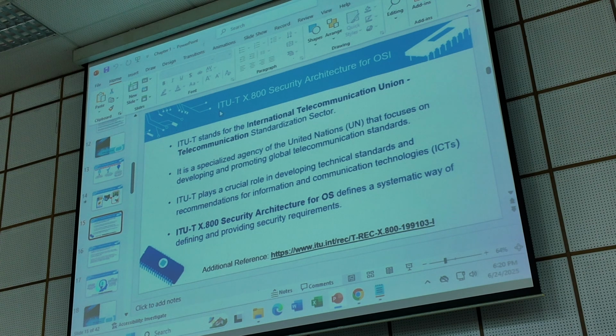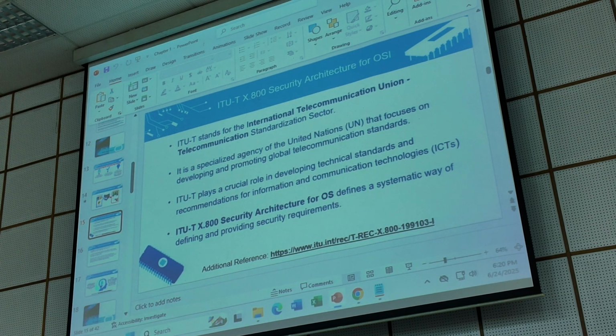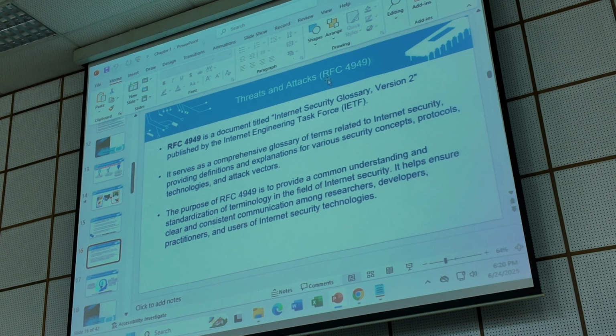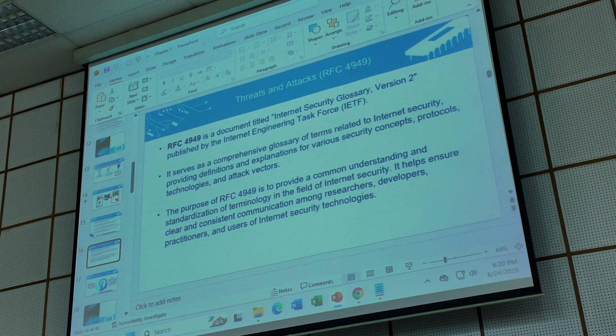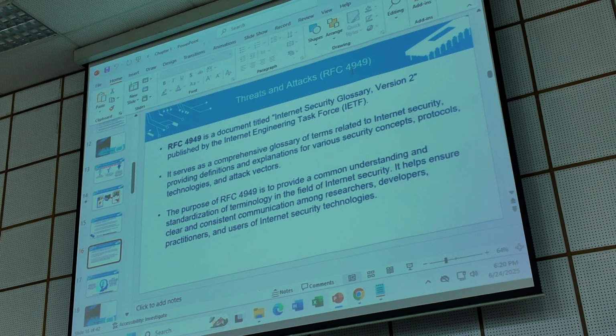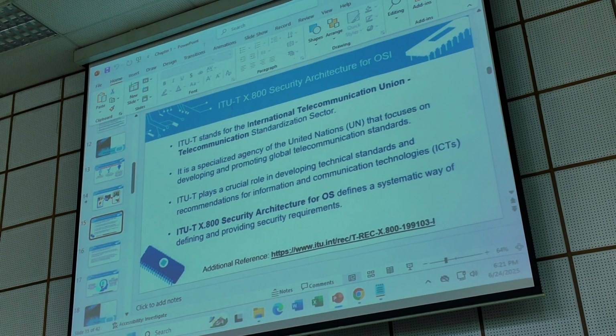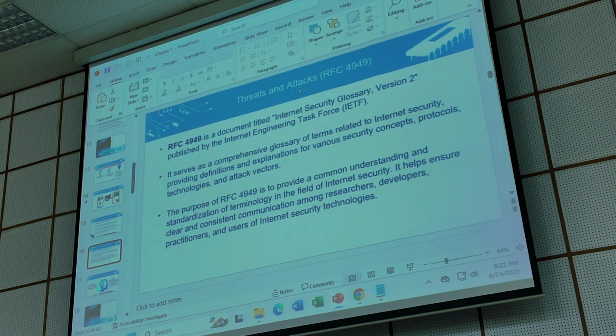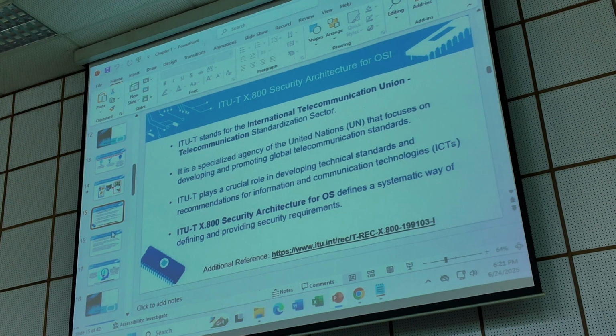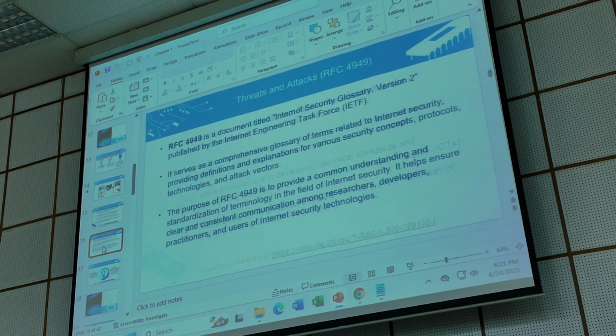When you see the words ITU-T X.800 and also RFC 4949, what is this? This is a standard, a security standard. What does it mean? A security standard means that they will list down all the security terms and also the definitions for all the terms. When you see the words, don't panic. ITU-T X.800 or RFC 4949, all these are standard names. So you no need to read about the standard definitions and so on.